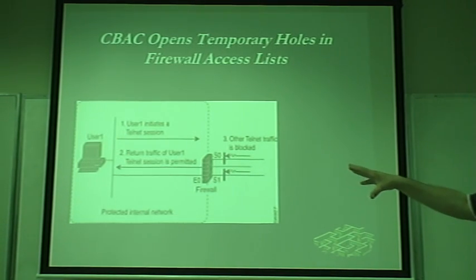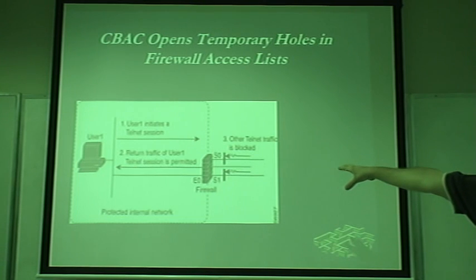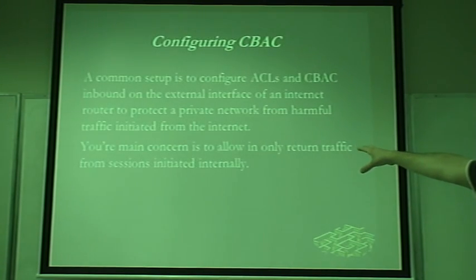Okay, we kind of talked about this already with the previous discussion. How do we configure it? Well, a common setup is to configure the ACL and CBAC inbound on the external interface of an internet router to protect a private network from harmful traffic. That's that shield I talked about. Your main concern is to allow in only return traffic from sessions initiated internally, or that established traffic.